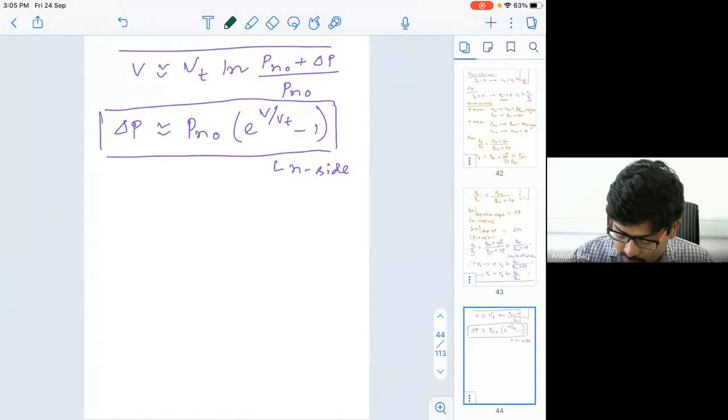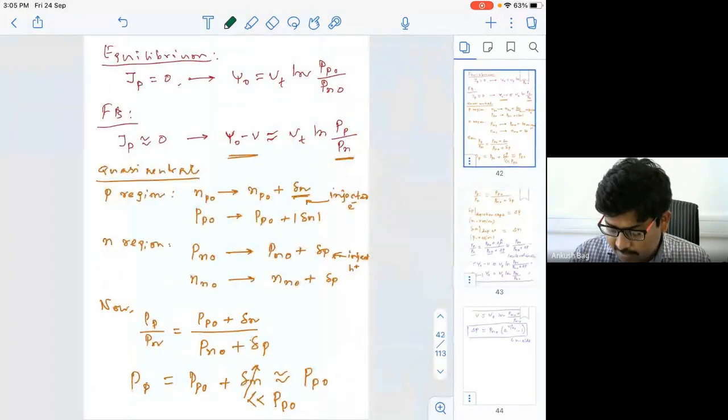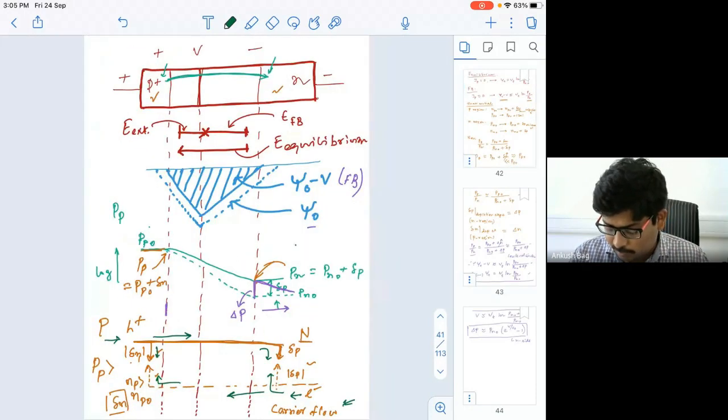Boltzmann relationship, and finally we came to this relationship. From this relationship we can clearly mention the capital del P. So what was the capital del P? Capital del P was the excess number of holes at the depletion edge. So this is the depletion edge towards your N side. This is the depletion edge towards your P side. Now at this depletion edge, you have this capital del P amount of injected holes.